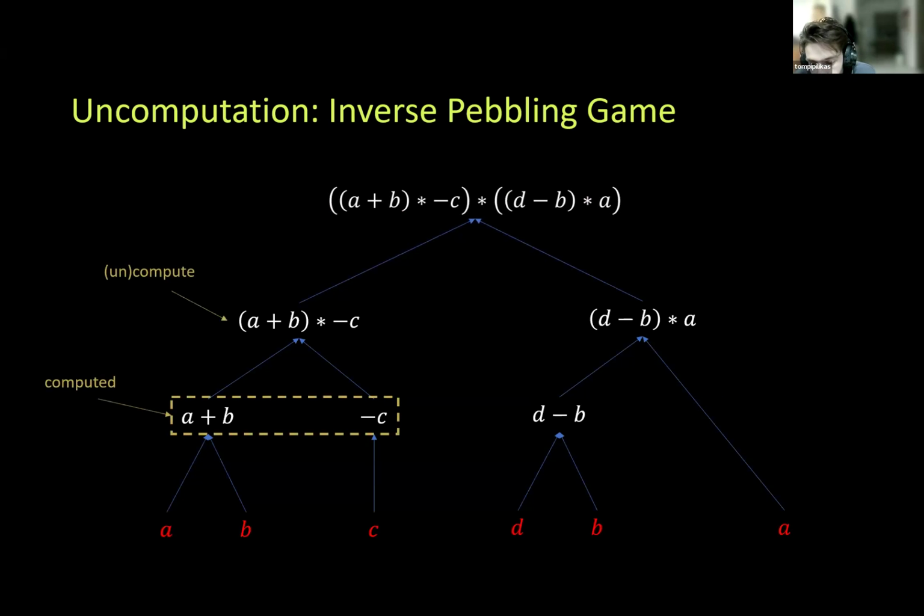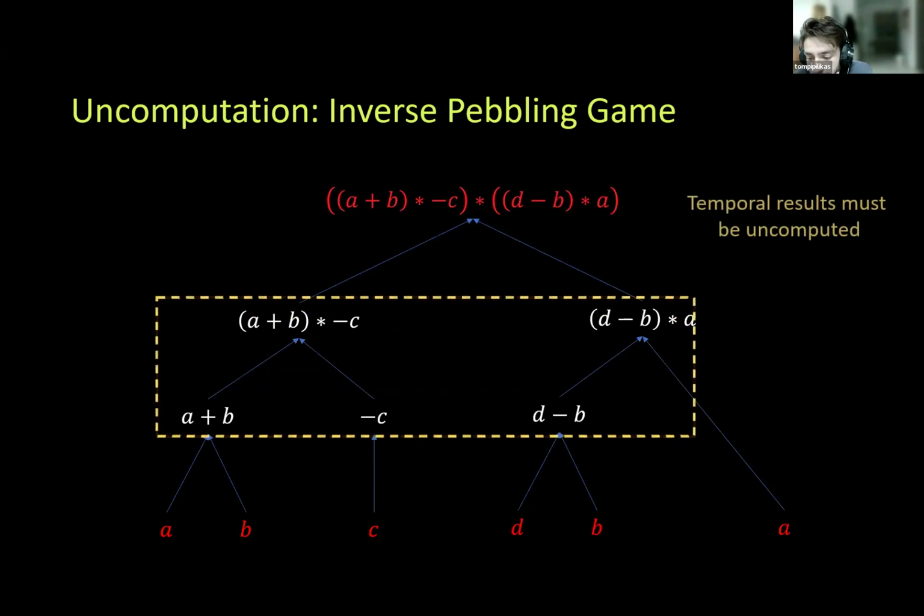Now, in order to compute or uncompute an expression, for instance, (A plus B) multiplied by (minus C), we must already have the temporary results of each sub-expression. But this is equivalent to the pebbling rule, which says that in order to pebble or unpebble a node in the abstract syntax tree, all of its children nodes should be pebbled.